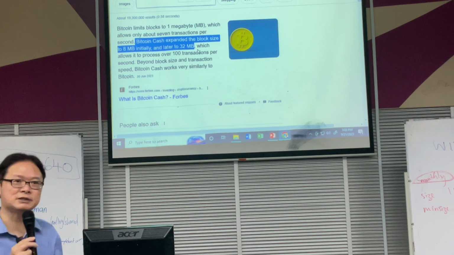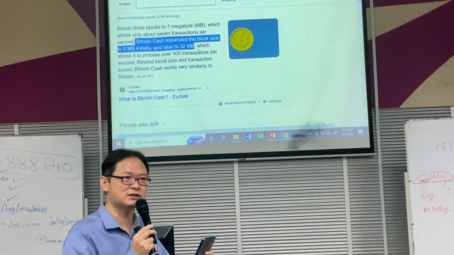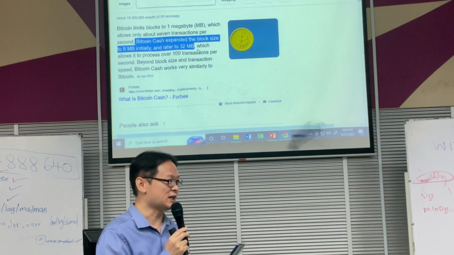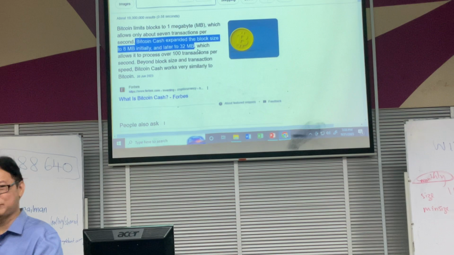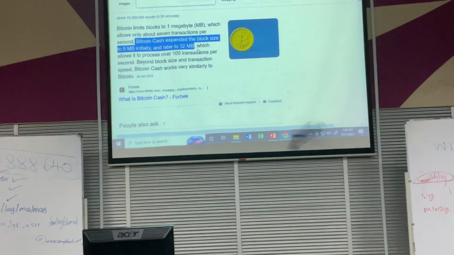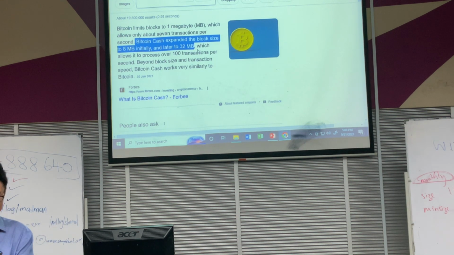Do you think which one is more expensive, Bitcoin or Bitcoin Cash? Bitcoin Cash is the one with the larger block size. Bitcoin is the one that has not changed, still 1 megabyte. What do you think? Your wild guess? Our friend, what do you think? Bitcoin Cash more, or because it has the word cash, maybe more expensive.